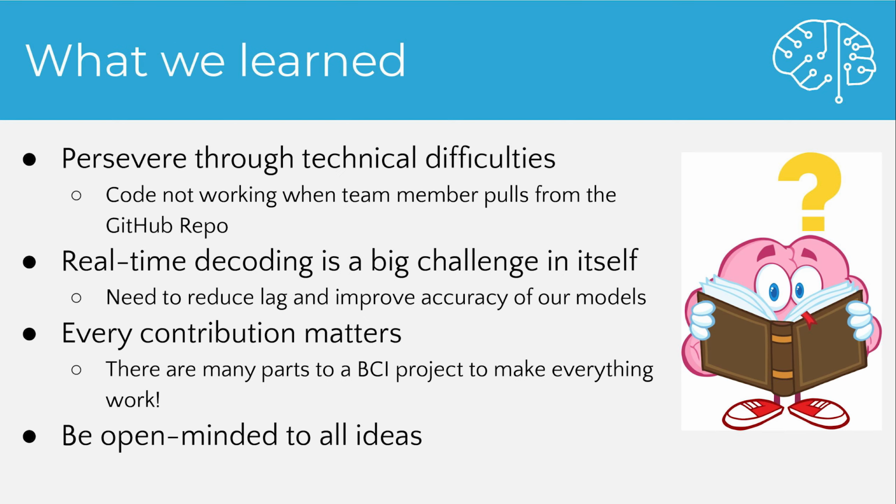So we have basically learned a lot when we worked on this project. But the most important things that we've learned from this project are to persevere through technical difficulties. And that was because we encountered issues where code was not working when team members pulled from the GitHub repository. The second important thing that we learned is that real-time decoding is a big challenge in itself. And this was because we need to reduce lag and improve accuracy of our models. Third, every contribution matters because there are many parts to a BCI project to make everything work. And most importantly, be open-minded to all ideas.